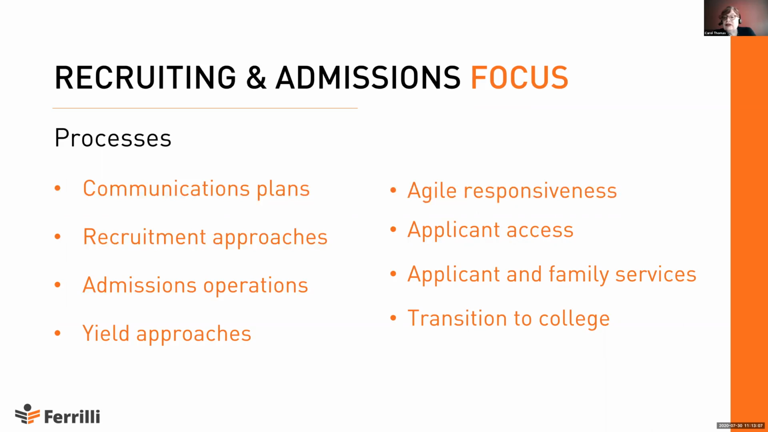We'd be interested in things related to applicant access to systems. What can they see? How are they seeing that information? How are they interacting with your processes and with your systems, what services you're providing to applicants and their family, and what goes on as you transition these students to college. How do you hand off, for example, to a first-year office, or how do you onboard systems and use technology to support you in that activity?